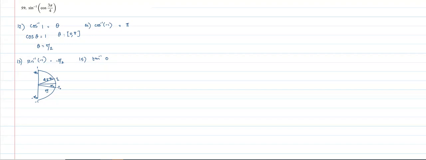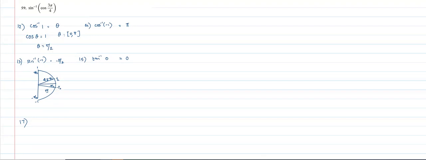Tan inverse of 0 is 0 because in the interval -pi/2 to pi/2, tangent is 0 at the angle 0. Okay? From now, I will just do all the odd problems. Question number 17 is asking you to find sine inverse of √2/2.